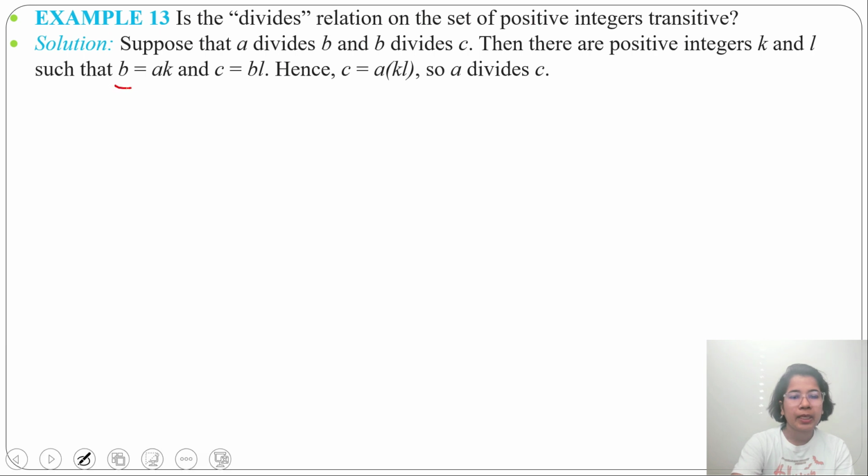We can write b equals ak, c equals bl, then we can write c equals, in place of b we can write ak, so c equals akl. So a divides c. So we can say it is transitive.